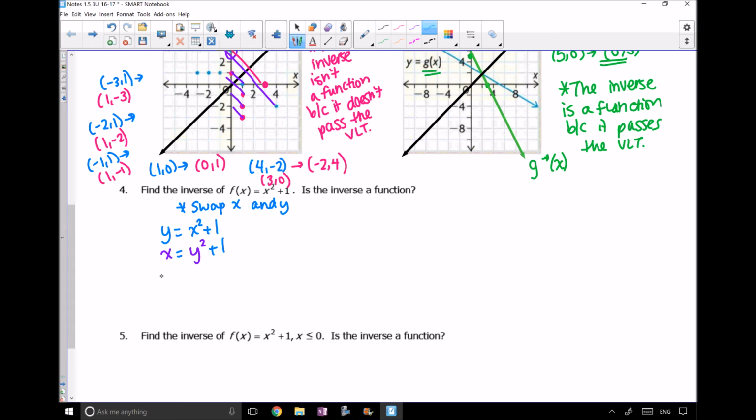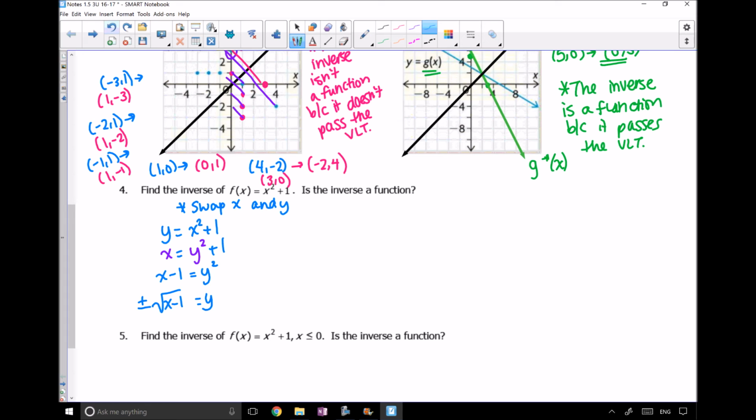So in order to solve for y, I need to subtract 1. And then in order to get this y alone, I need to take the square root of both sides. But remember, whenever you take the square root of any number, you get two answers. It could be either positive square root of x minus 1 or negative square root of x minus 1. And hopefully you've noticed by this time that whenever you have a y squared right here, you're always going to have two outputs in order to get that y alone.